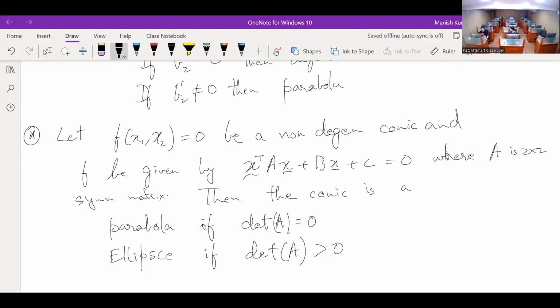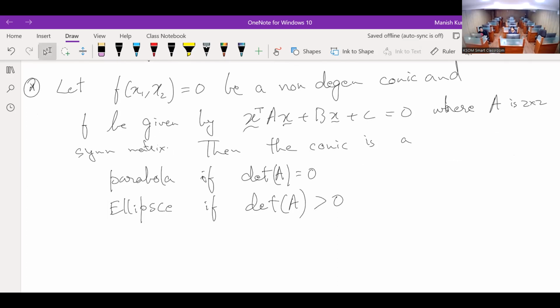But suppose both A1 and A2 are positive, then it has no solution. It's not an ellipse, right? That's why I'm assuming it's a non-degenerate conic. If you know it's non-degenerate, then you can decide it. If you don't assume that, then maybe it's a degenerate conic. So it's either a degenerate conic or this.